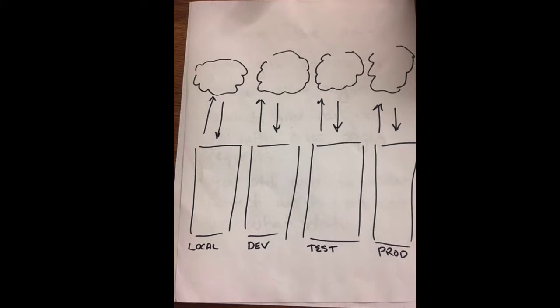Maybe you have a local environment. Maybe before you end up pushing things to production, you also have a dev environment. Maybe even have a testing environment. Sometimes there's other things that are called staging environments. And each of these might be configured to work with their own APIs.